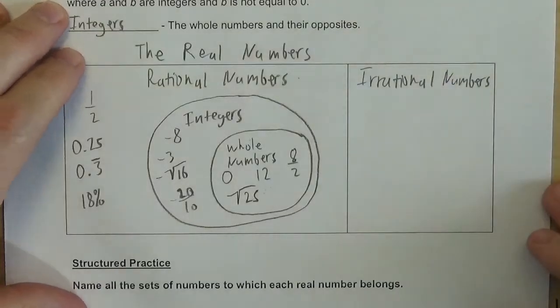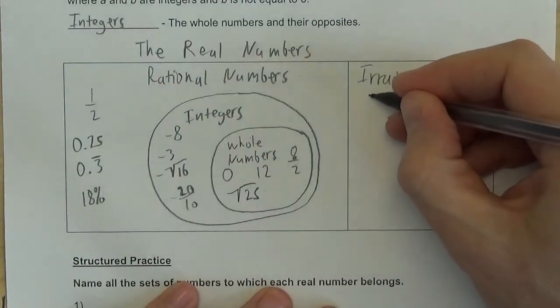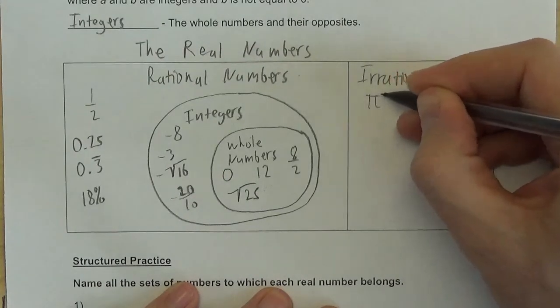So write that there. And so we're just going to give some examples of irrational numbers. Like I mentioned earlier, irrational numbers are decimal numbers that go on and on forever after the decimal, and they don't repeat. It's got to be both things that are true. One of the most famous irrational numbers is pi.